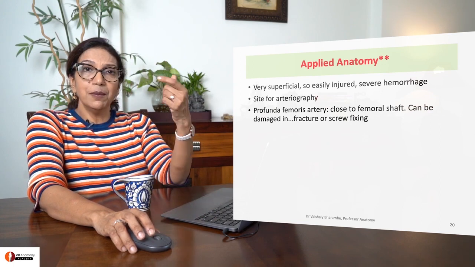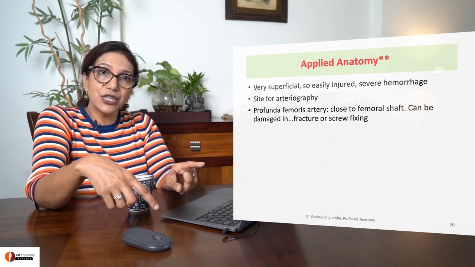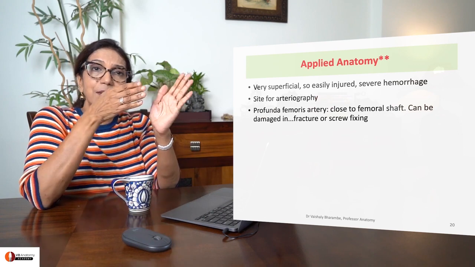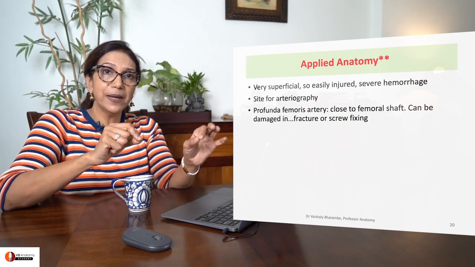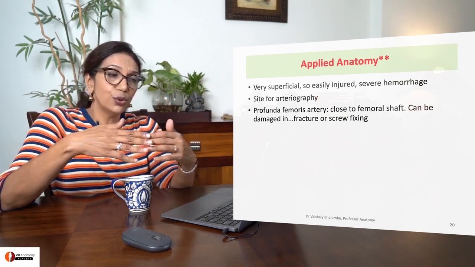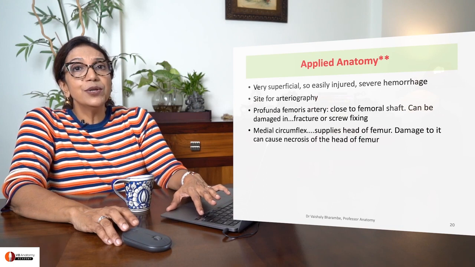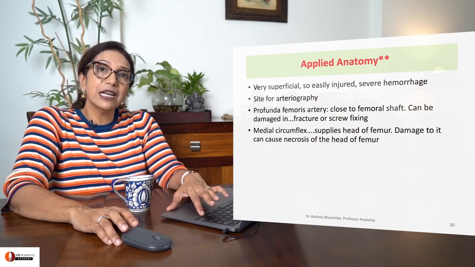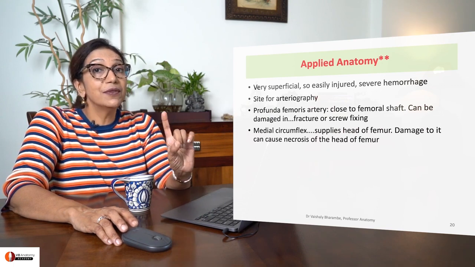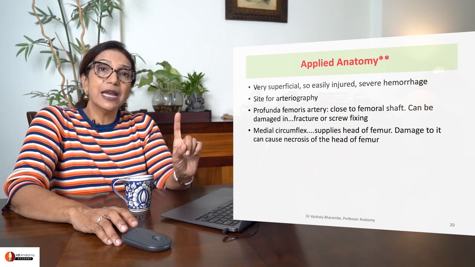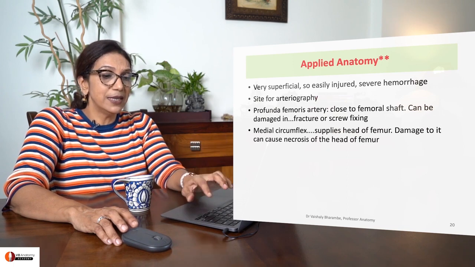Profunda femoris, after being given off, lies very close to your femur bone. Okay, so if the femur is fractured, the fractured end might damage the profunda femoris, or if you are trying to put in a plate and screw things in place to join the two ends, you may have damage to profunda femoris artery. The profunda femoris gives rise to an important branch called medial circumflex artery, which is the primary blood supply to your head of femur. So if that artery is damaged, the patient's head of femur undergoes avascular necrosis. Very important. So remember this.